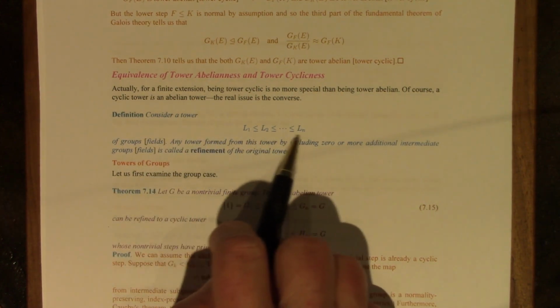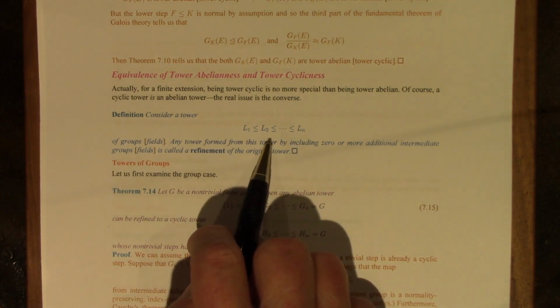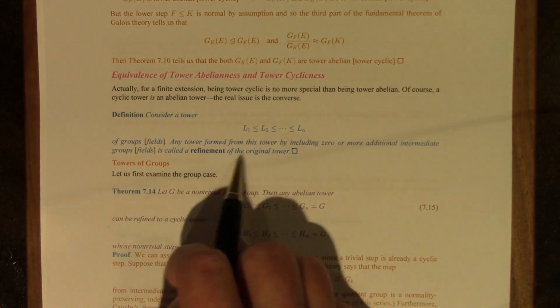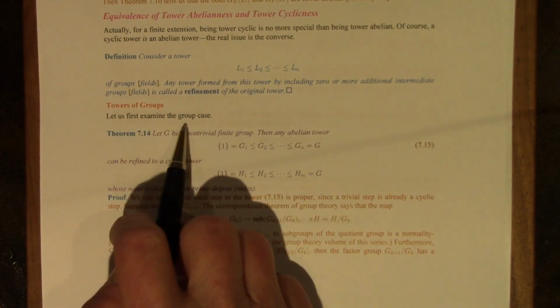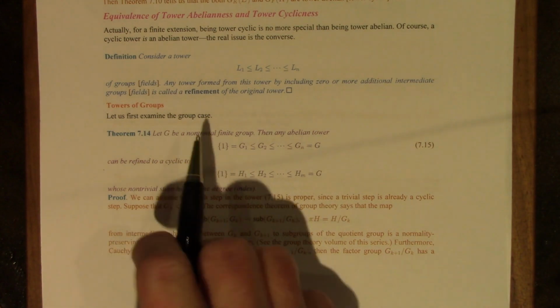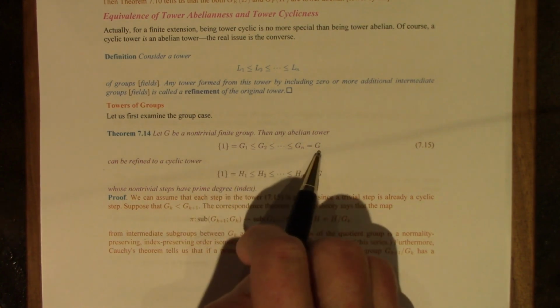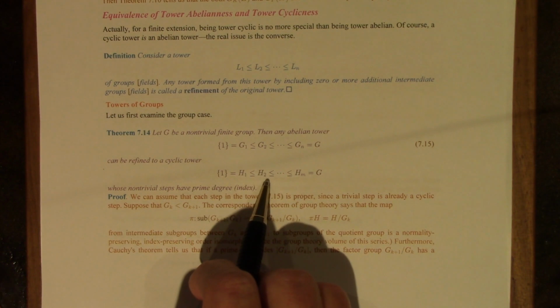Say we have a tower of either groups or fields. Any tower formed by inserting zero or more additional intermediate elements, either groups or fields, is called a refinement of the original tower. So let's take a look at the group case first. Let G be a non-trivial finite group. Any abelian tower can be refined to a cyclic tower, in fact, whose steps have prime degree or index.